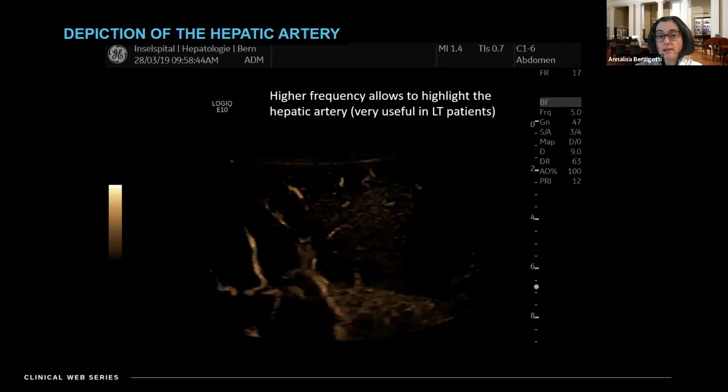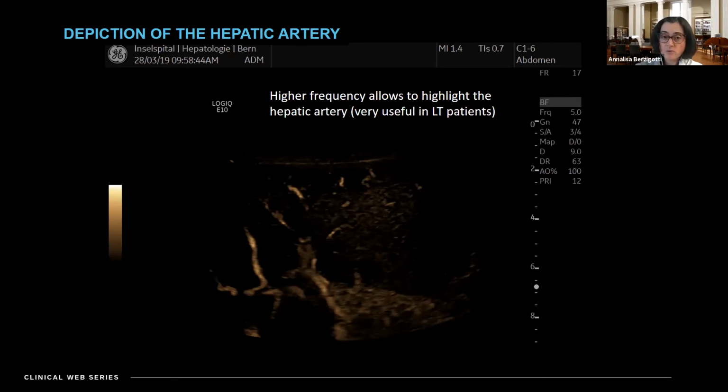And if you increase the frequency of your probe, you are able also to identify much better the artery and differentiate the two of them. And I think this could be a very nice application also in patients that have to be studied after liver transplantation, in which you need to know whether the artery is open or not, and sometimes it's not so trivial, and you need contrast enhanced ultrasound.